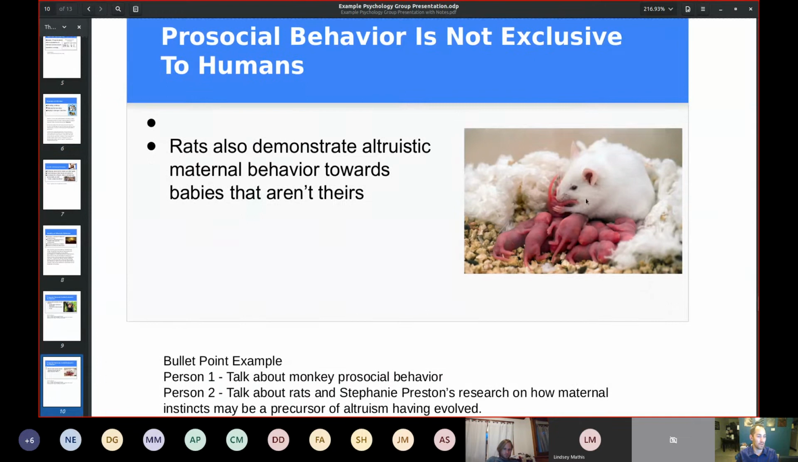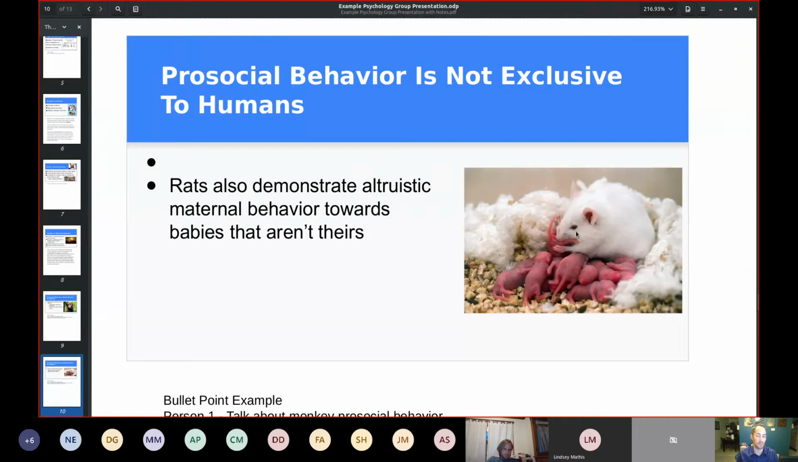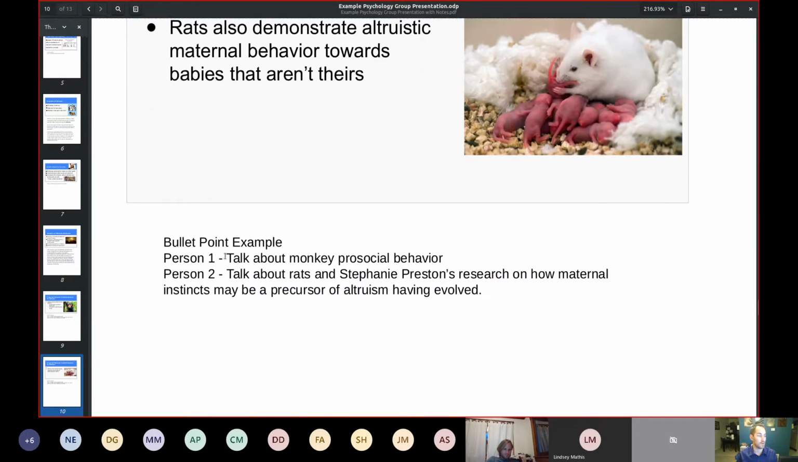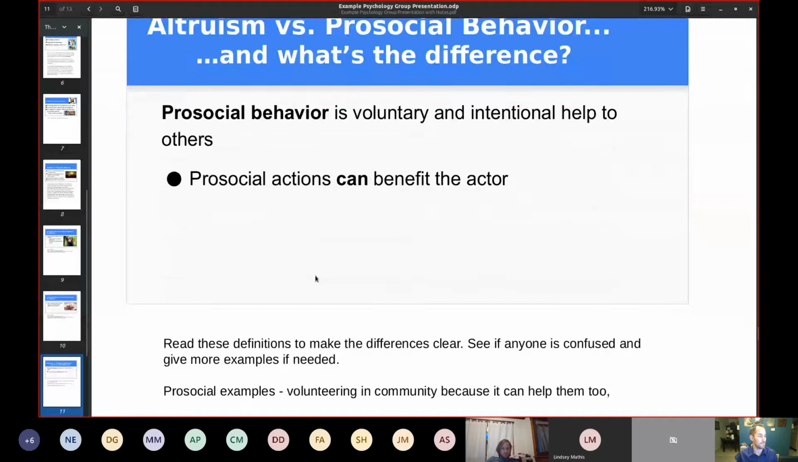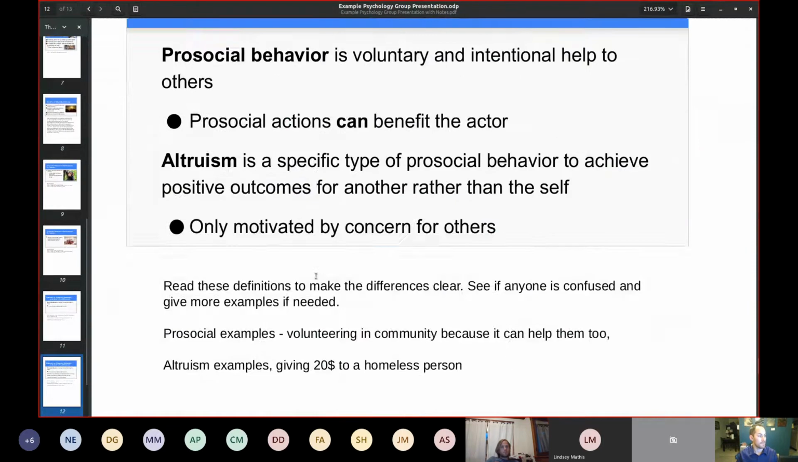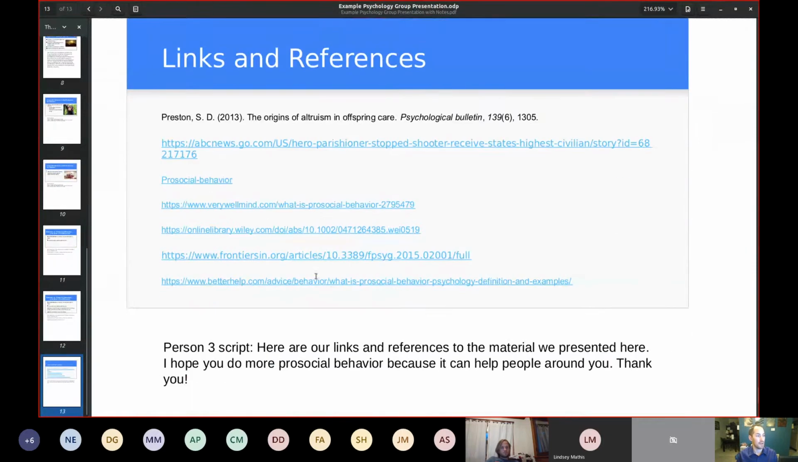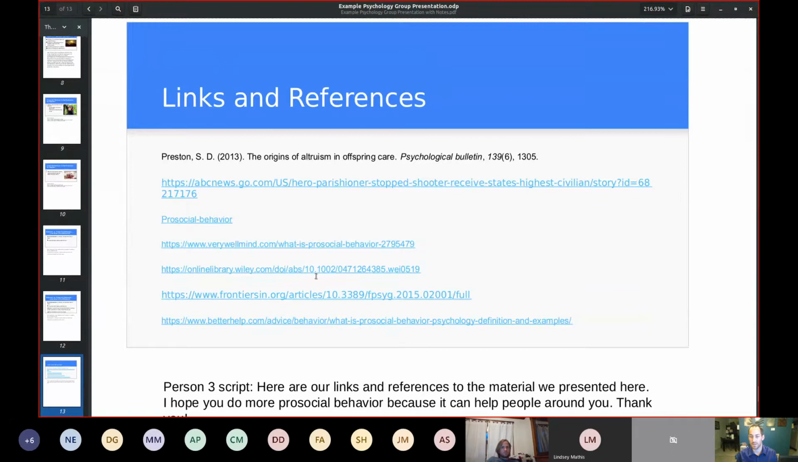So this one, for example, has a relevant image talking about prosocial behavior in non-human animals. So rats demonstrate prosocial behavior. You've got some bullet points to talk about, those kinds of things. And then a final page with references. So essentially, this is the final product of your group that you'll come to.